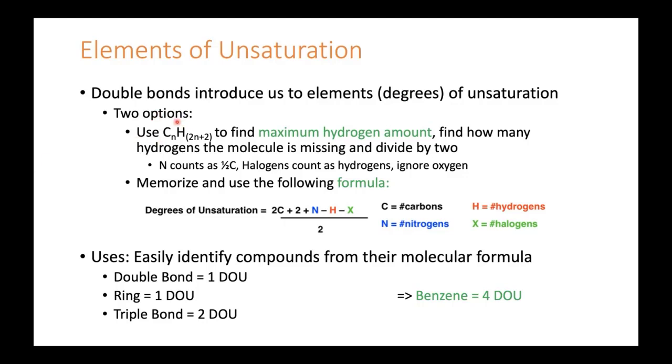There are two options. They like to teach that you use a general formula, find the maximum hydrogen amount, then find how many hydrogens the molecule is missing, and then divide by 2. In this formula, you're supposed to count nitrogen as half a carbon, hydrogens as hydrogens, and ignore oxygen. You can look back at your slides if you choose this method. The method I used for OChem 1 and OChem 2 was to just memorize and use the following formula. So you take your molecular formula.